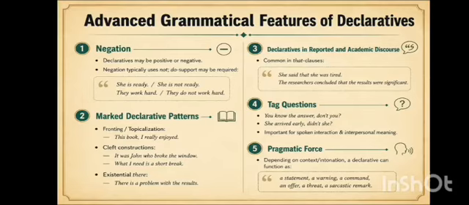It's a negative declarative sentence. Or they work hard. It is positive. We turn it to they don't work hard. It's negative declarative sentence. Yes. Now marked declarative patterns. Sometimes we change the usual subject verb order for emphasis. This is called marked declarative patterns.